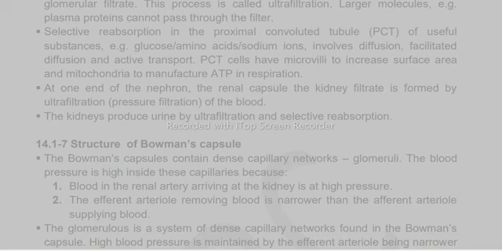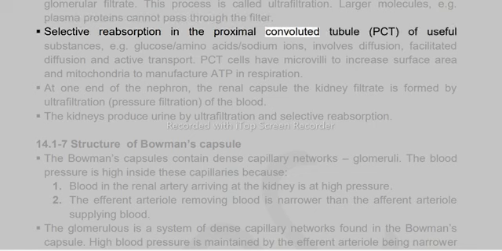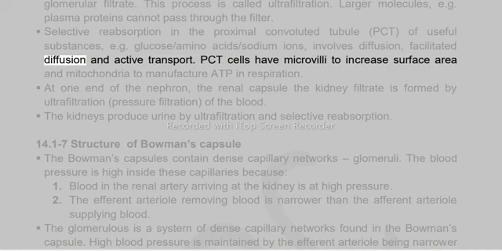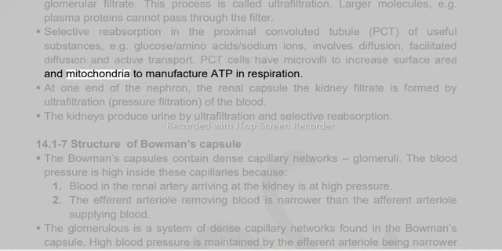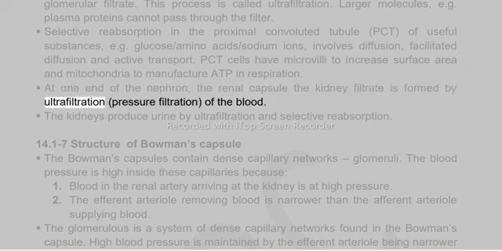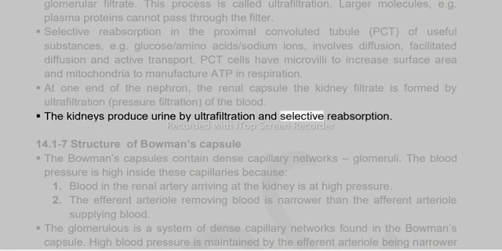glomerular filtrate. This process is called ultrafiltration. Larger molecules, e.g. plasma proteins, cannot pass through the filter. Selective reabsorption in the proximal convoluted tubule, PCT, of useful substances, e.g. glucose, amino acids, sodium ions, involves diffusion, facilitated diffusion, and active transport. PCT cells have microvilli to increase surface area and mitochondria to manufacture ATP in respiration. At one end of the nephron, the renal capsule, the kidney filtrate is formed by ultrafiltration, pressure filtration, of the blood. The kidneys produce urine by ultrafiltration and selective reabsorption.